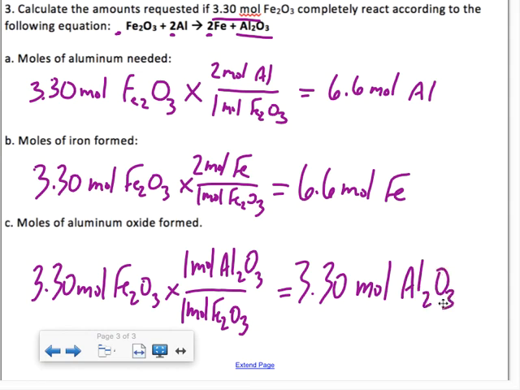So hopefully this video kind of clarified some things or assisted you and maybe helped you understand a little bit more about mole ratios. These are very, very simple stoichiometric problems. So, be prepared. We're going to kind of step it up here in a little bit.